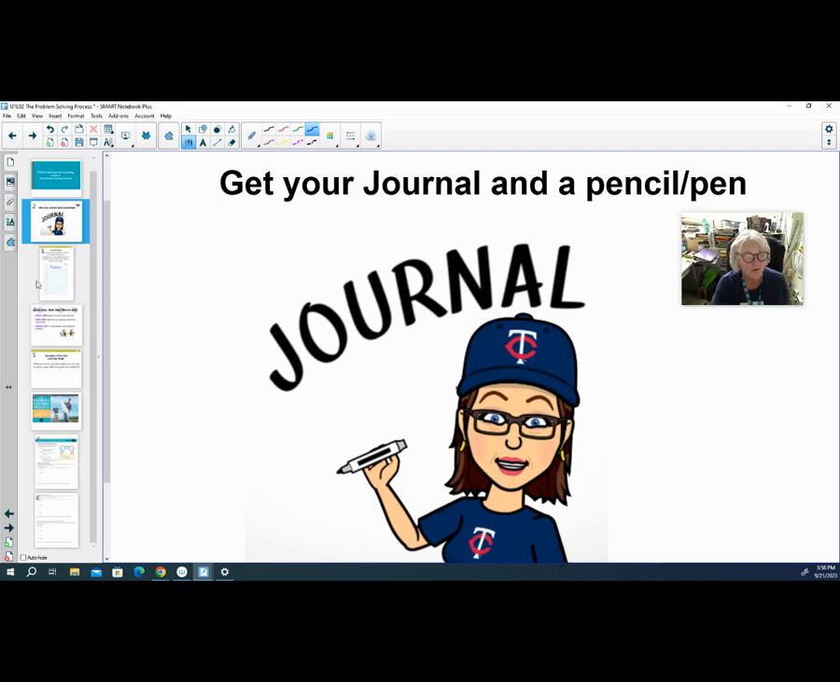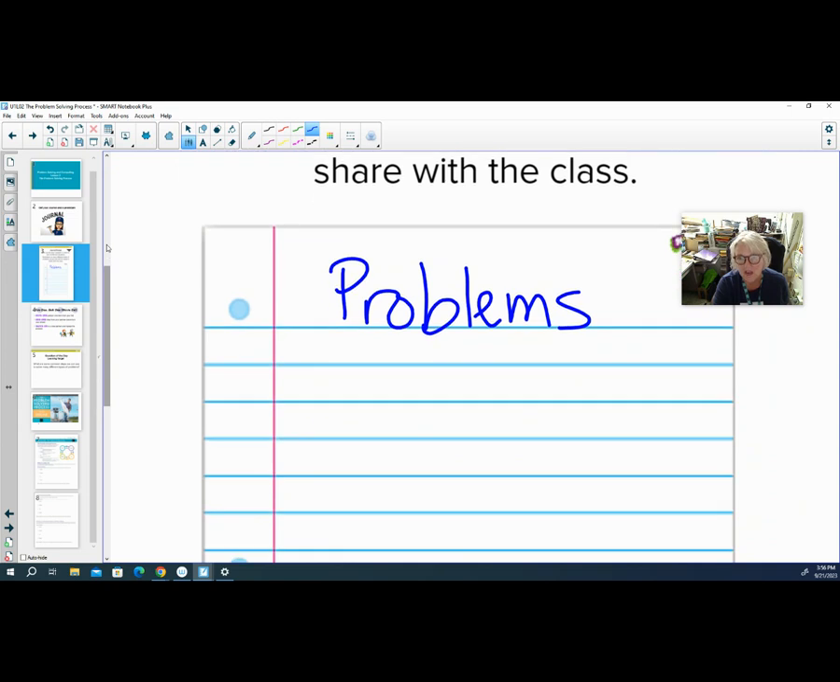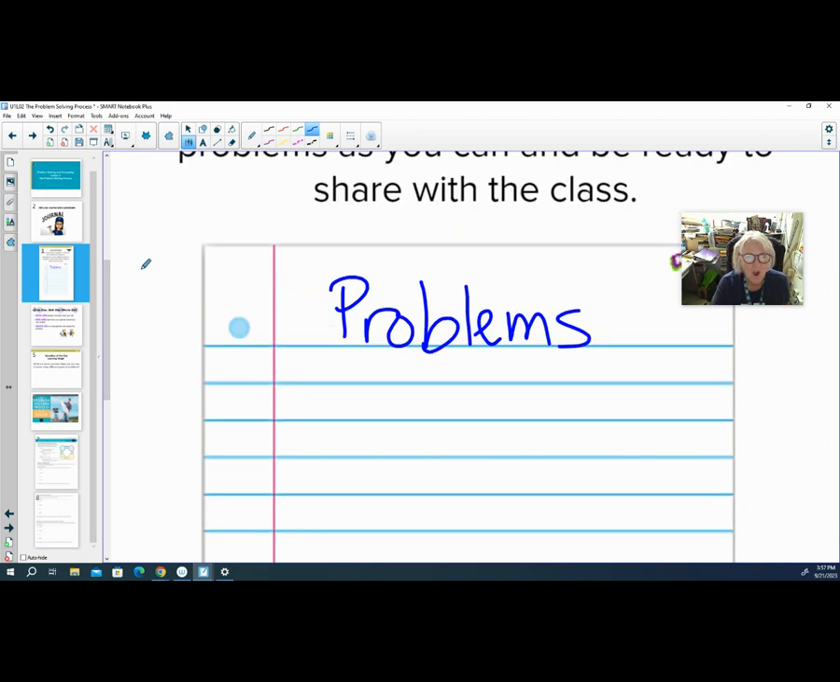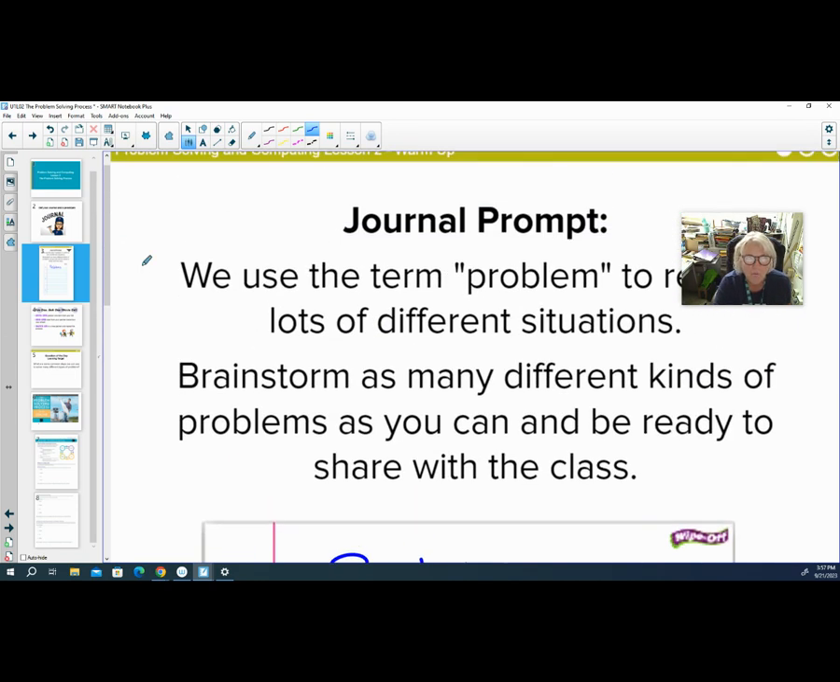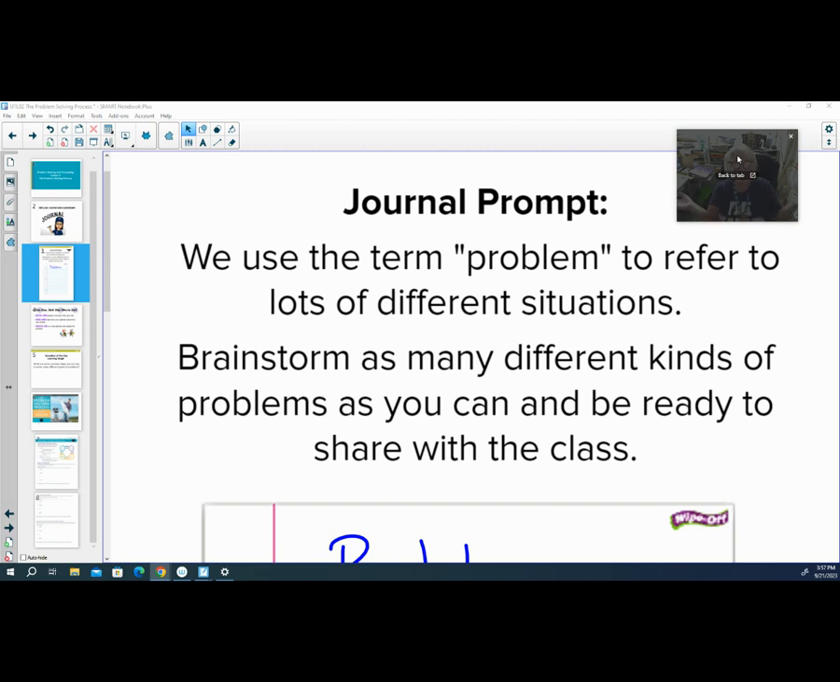Alrighty, here we go. So we're going to focus today on problems. And what I want you to do is in your journal, open up to the first page and put this header across the top. Okay, problems. We use that term problems to kind of focus on a whole wide variety of things. In fact, in math, I think this is all you do is work on solving problems.